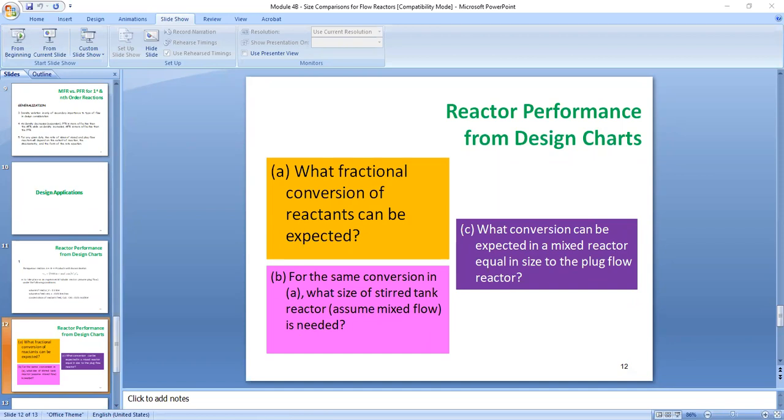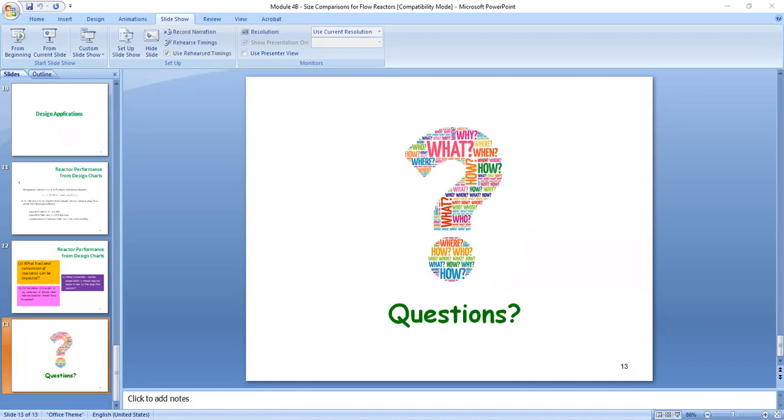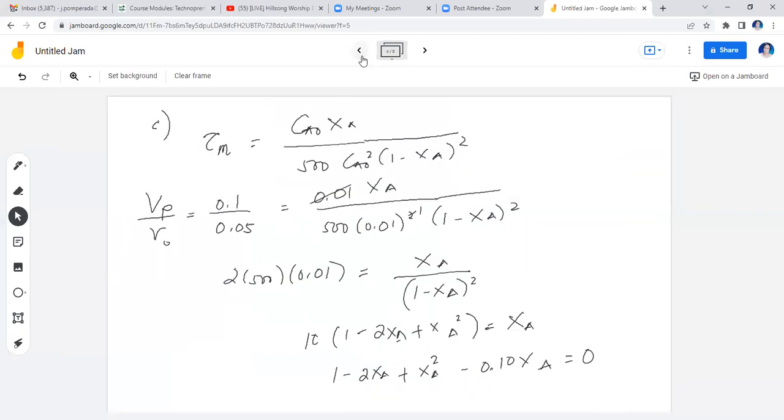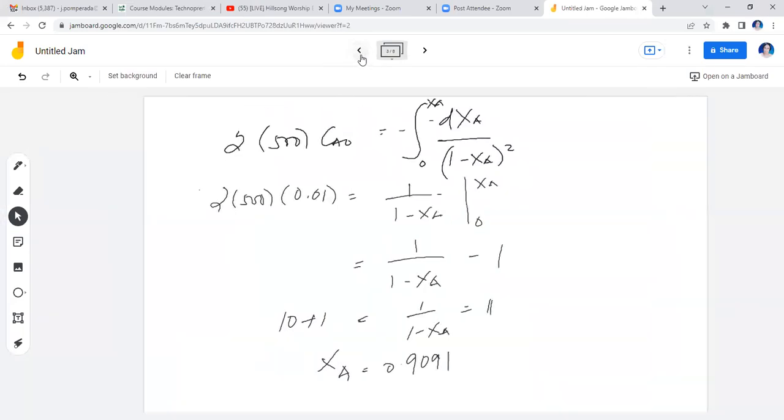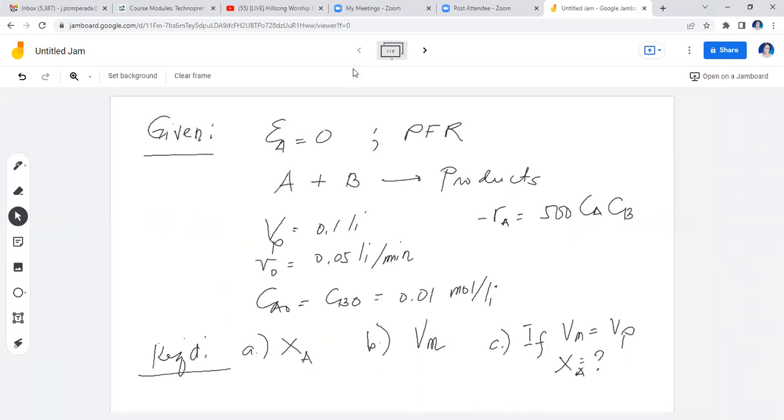Okay, wait class. Okay, so this is the Jamboard. Can you see the Jamboard where the solution to the problem was written? Can you view it in your end? Yes, miss.